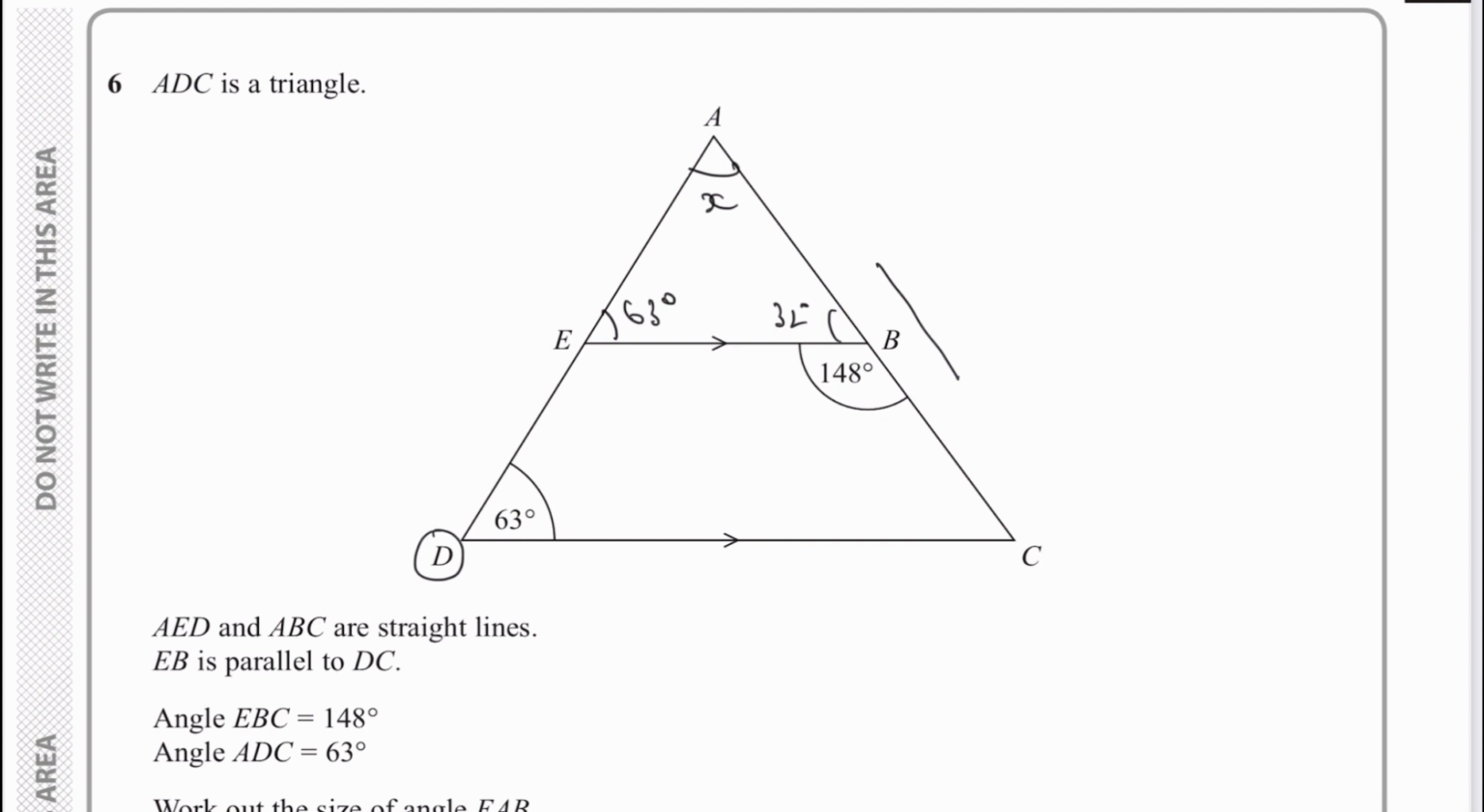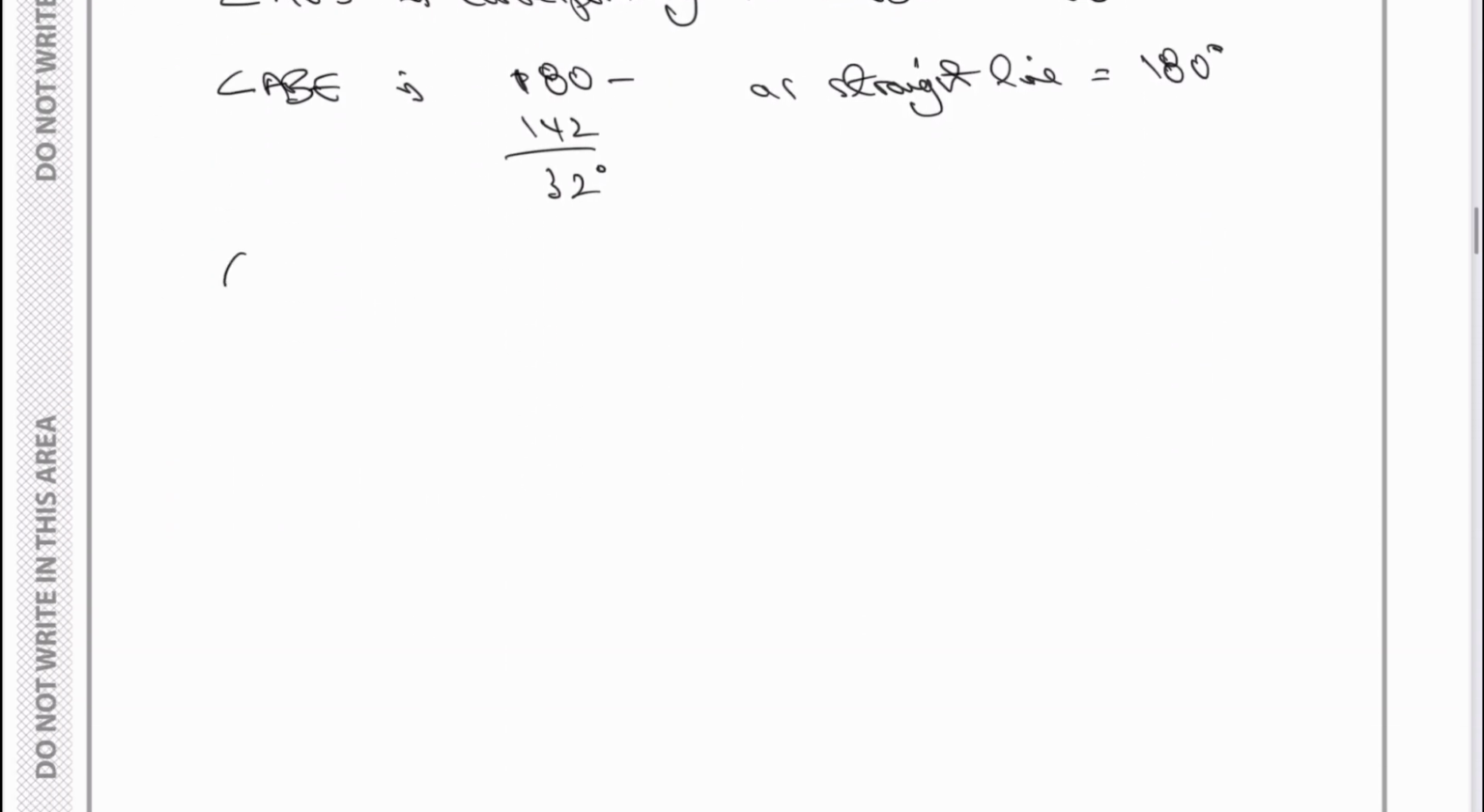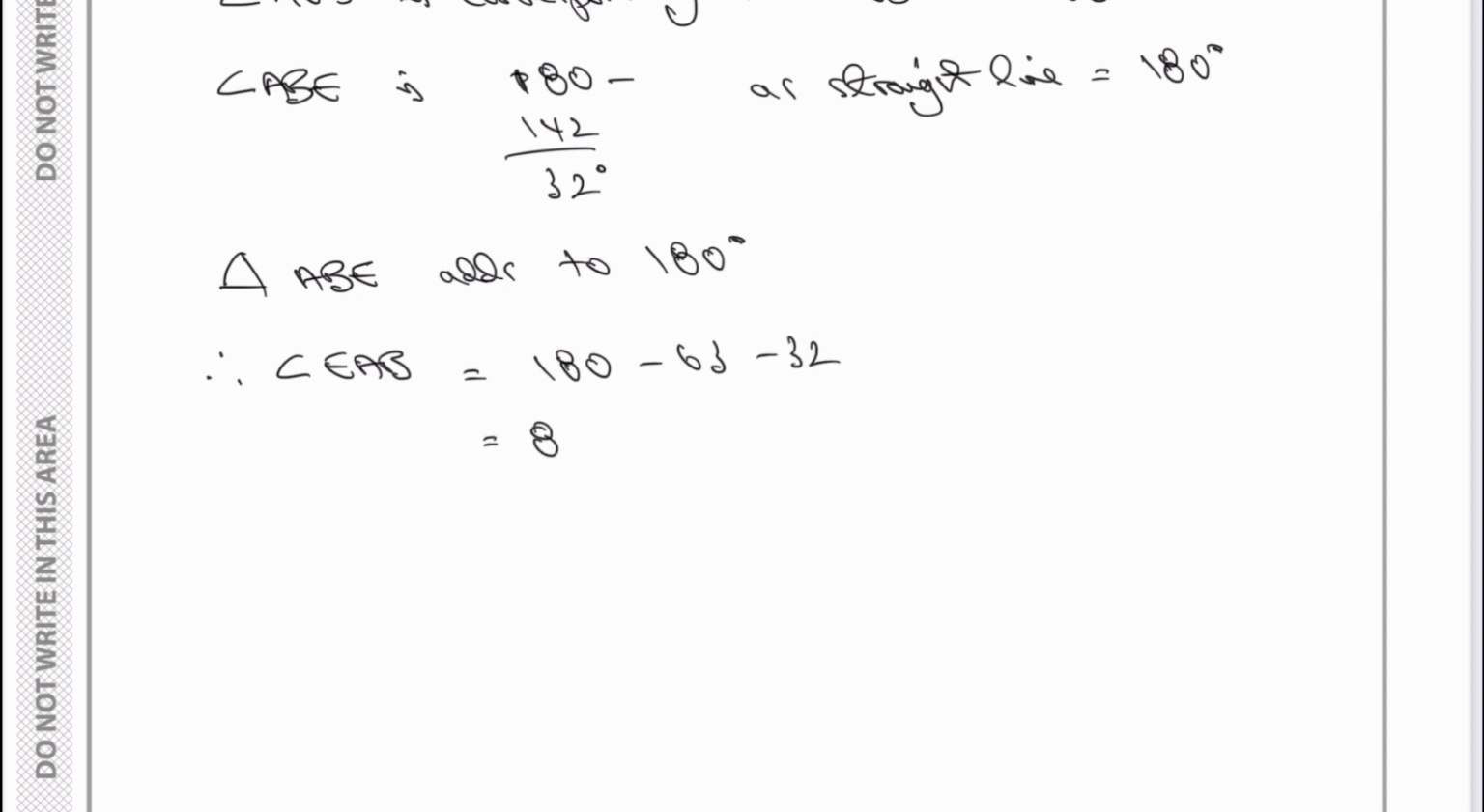So we've now got the components to actually work out our value of x, which is, as we're being asked to do, EAB, because angles in a triangle, which is ABE, add up to 180 degrees. So if I just put triangle ABE adds to 180 degrees, therefore angle EAB, which is what we're being asked to find out, is going to be equal to 180 minus 63 minus 32, which is going to be 85 degrees.